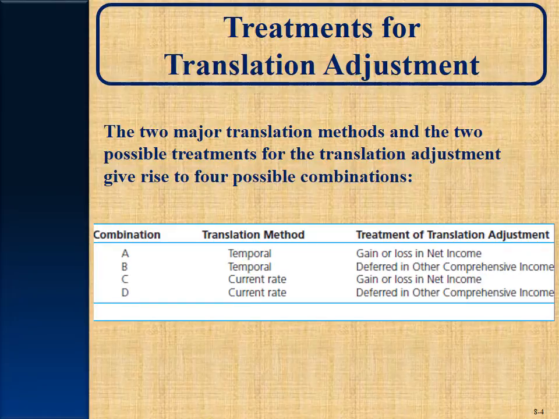Page 375 gives us our answer in 374. Under the temporal method, you use the gain or loss in net income. You use combination A. Under the current rate method, you use combination D. Now, who should use the temporal? Who should use the current rate?